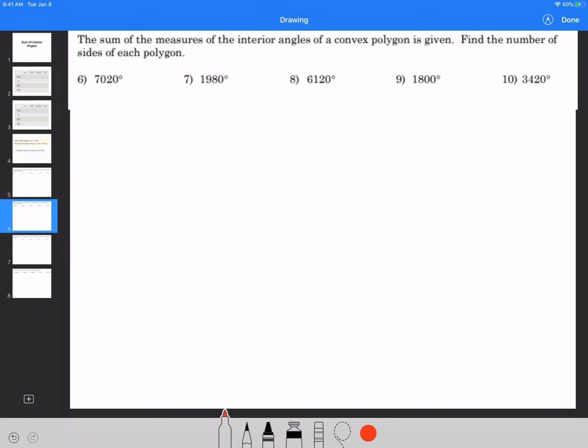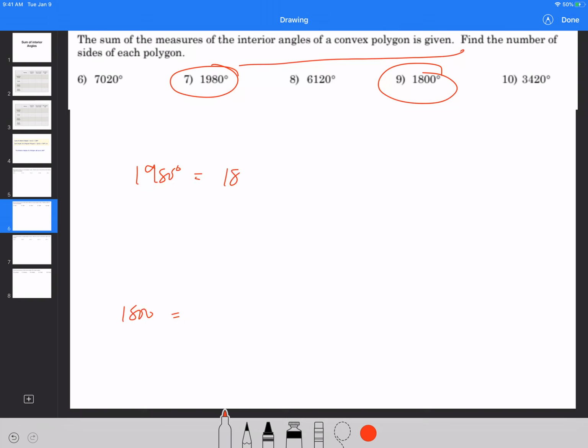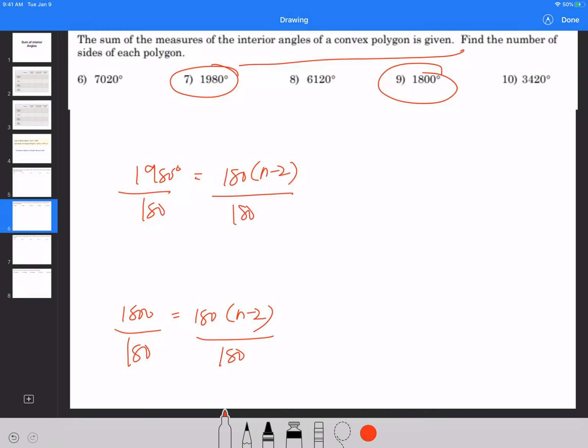Okay. The sum of the measures of the interior angles of the convex polygon is given. Find the number of sides. So you're kind of going backwards. Let's say I have 1980 and I have 1800. Set it equal to the formula once again: 180 times n minus 2. What's my first step? Please divide both sides by 180, because that's how to get n by itself. We want to isolate the n. We want to peel the onion.